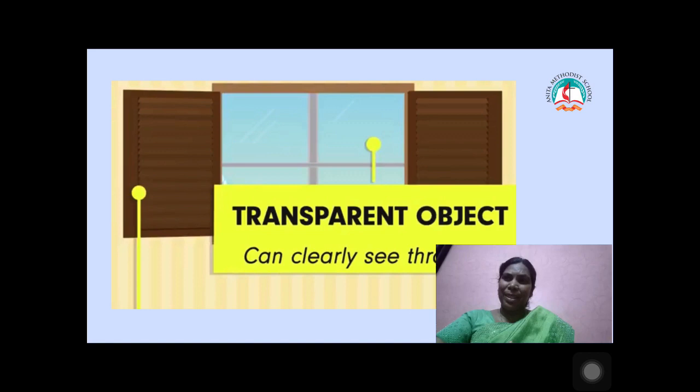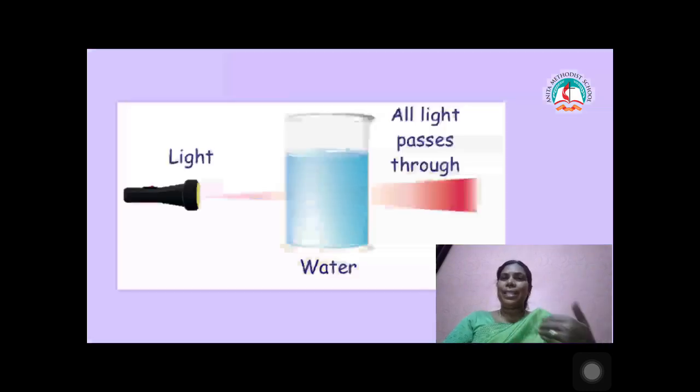When you're traveling in the bus, sitting near the window seat, you want to look outside. Can you see anything outside? Yes, we can see. How can we see? The light is passing through there, so we can see the things outside.